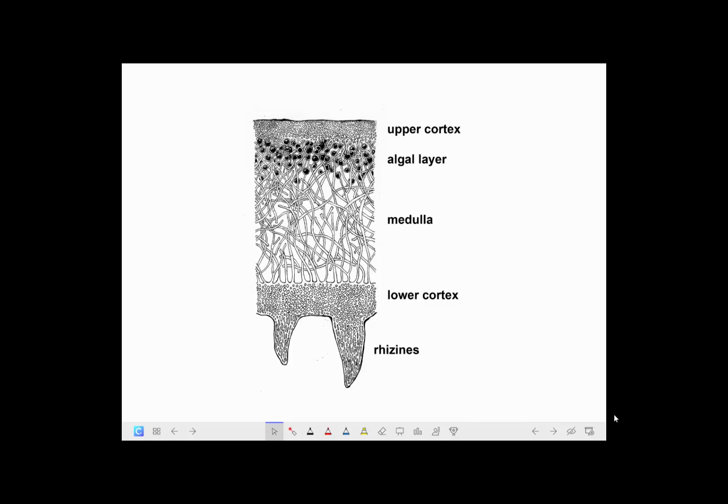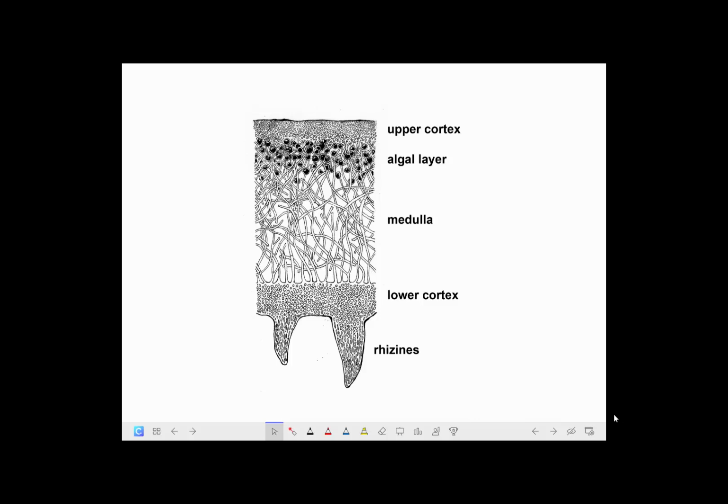And then just beneath the upper cortex, where the sunlight can still reach it, is a layer of algae, unicellular, photosynthetic algal cells that carry out the photosynthesis. It's a separate organism, in a sense. It's a partner. I like to think of it as a crop that the fungus is growing.